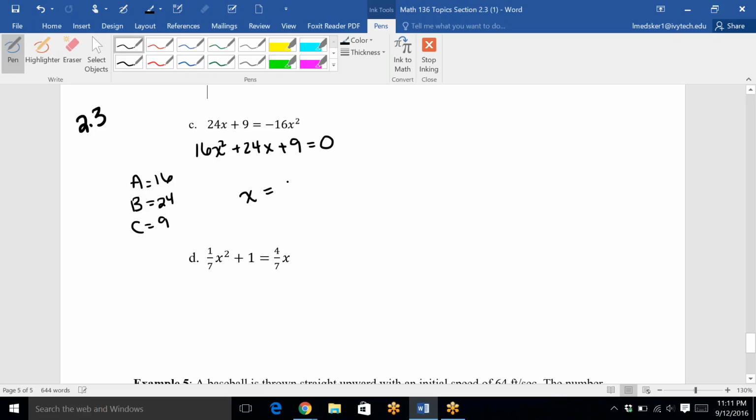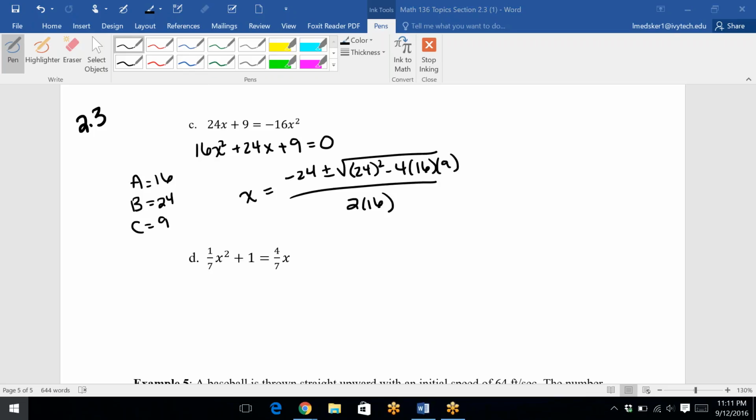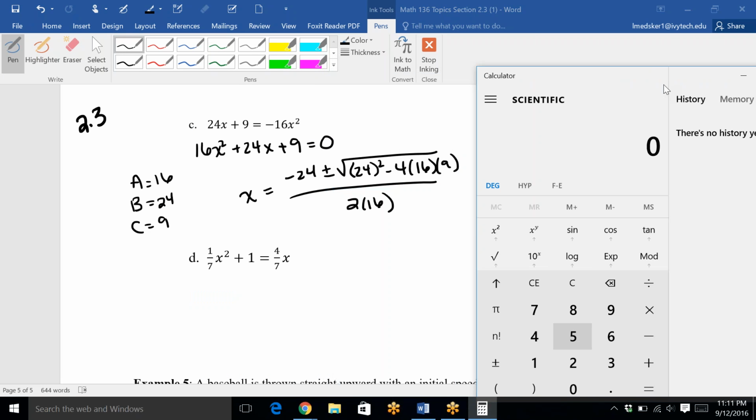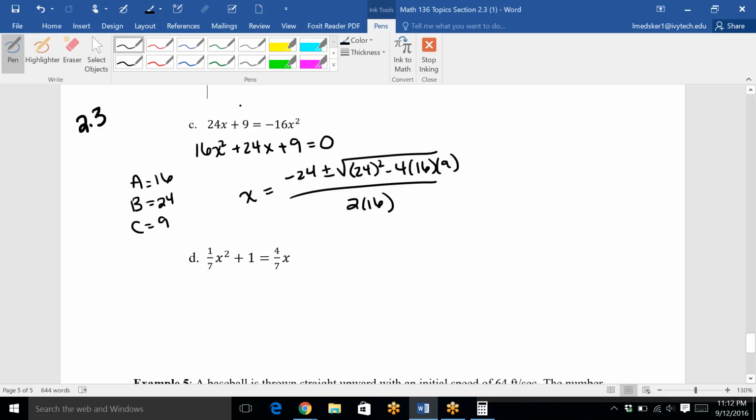So x equals negative b plus or minus square root b squared minus 4ac all over 2a. Okay, get my calculator out. We need to work on the radical part first, so 24 squared, or just 24 times 24, is 576. I'm going to write that just above here.